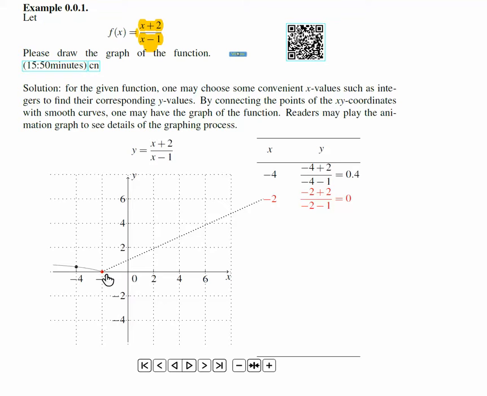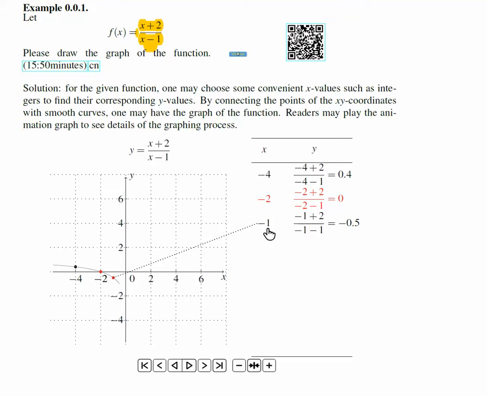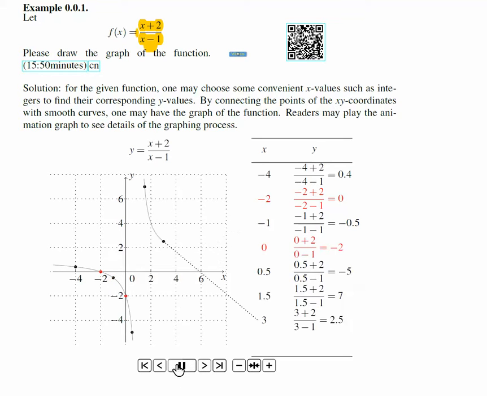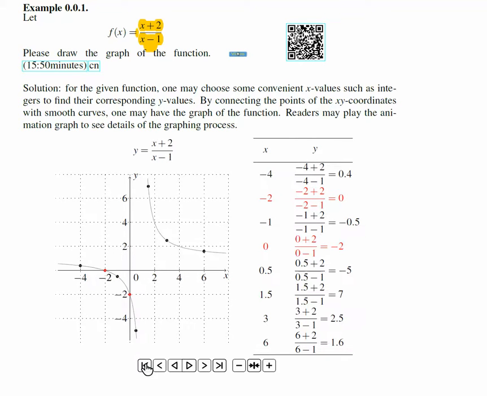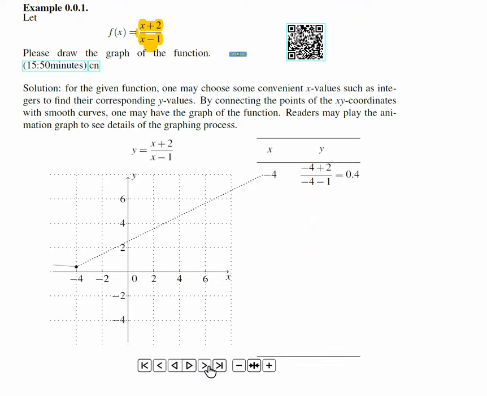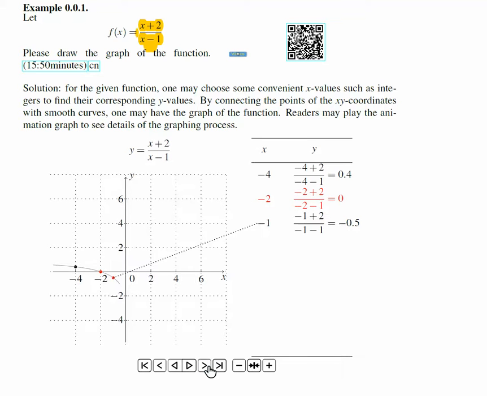All right. Now we may keep going. We may choose x equals -1. You plug in to this rational expression, you get -0.5. That's this point. Okay. Keep going. You get a feeling about that. So we got the first one, second one, third one.